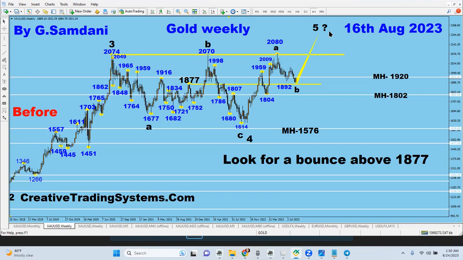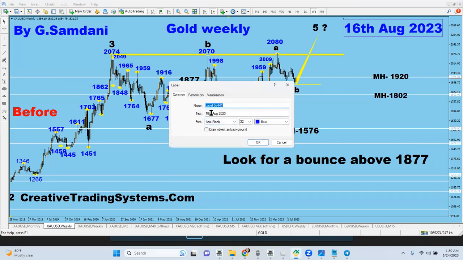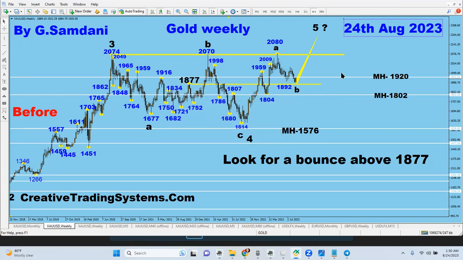Let's see what happens. Okay, so trade accordingly. This is now the 24th actually, so I'm going to type 24th, right? And the 24th already started. So this is how this wave C will be coming up to the upside.